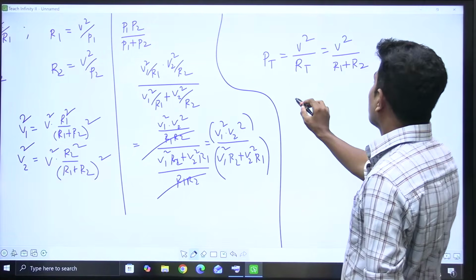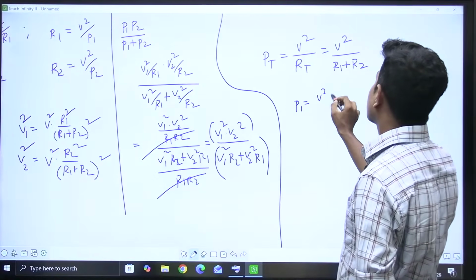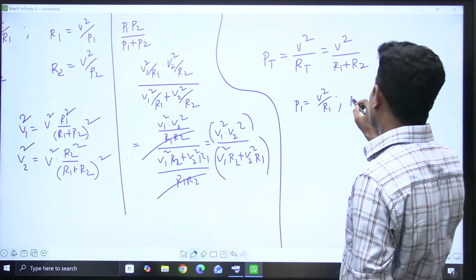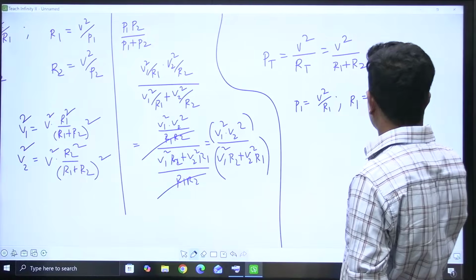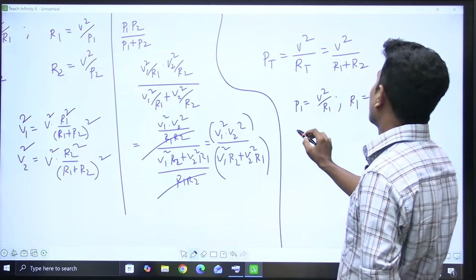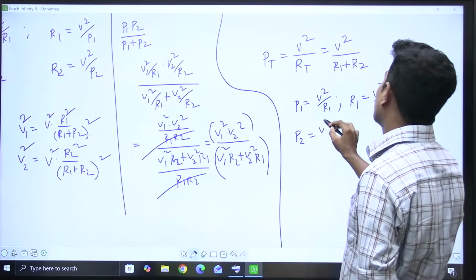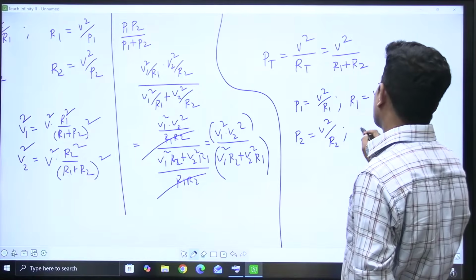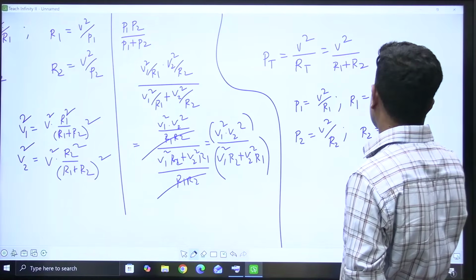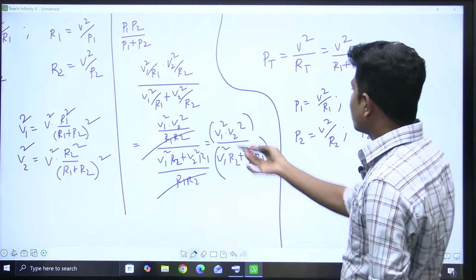Now, P1 is equal to V square by R1, so R1 is equal to V square by P1. Now it will converge. In the same way, P2 is equal to V square by R2, so R2 is equal to V square by P2. None of the things are wrong.